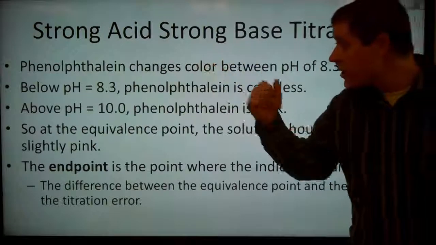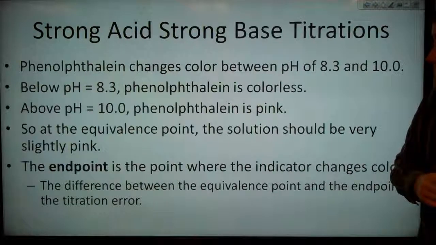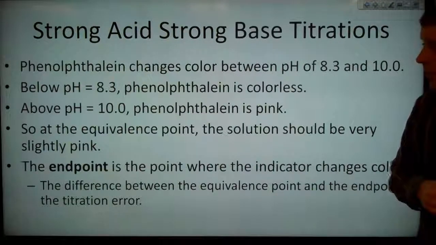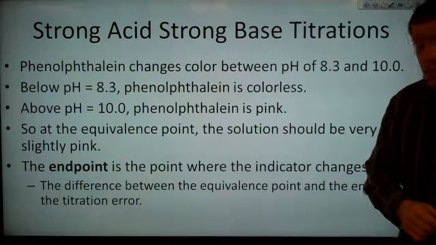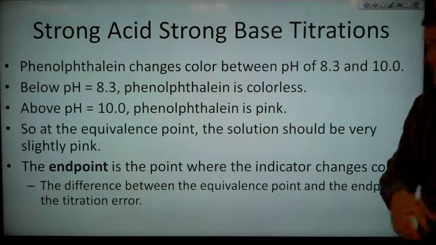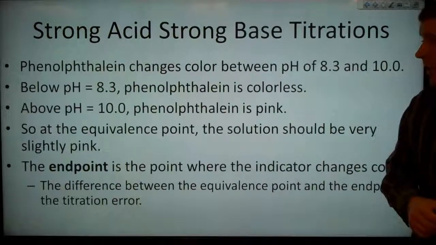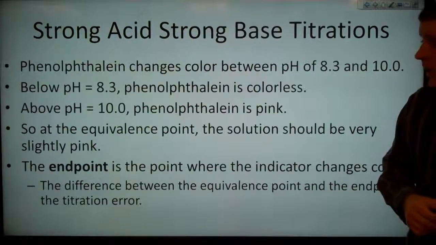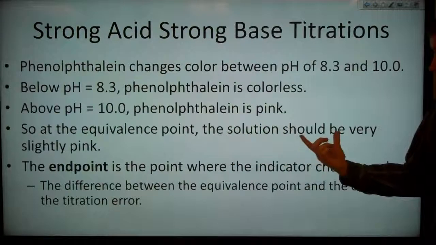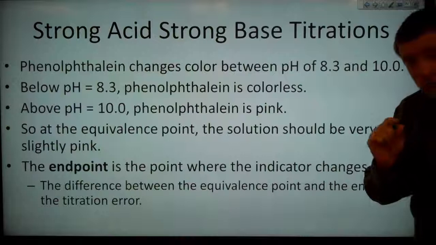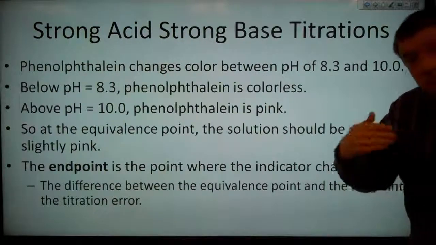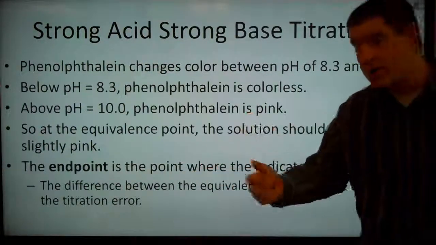So, phenolphthalein changes color between a pH of 8.3 and 10.0. Below a pH of 8.3, phenolphthalein is colorless, and above a pH of 10, phenolphthalein is pink. So at the equivalence point, the solution should be just very slightly pink. If we continue going past that, the solution will get darker and darker pink.